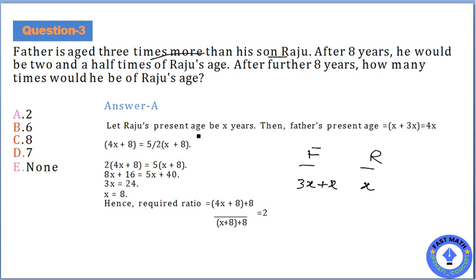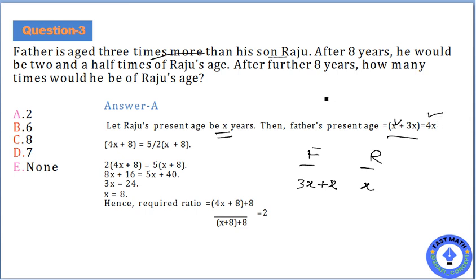The father's age will become x plus 3x. x is the age of Raju, already considered, and 3x is 3 times greater than his son's age, which has been given in the problem itself. The total age will become 4x.